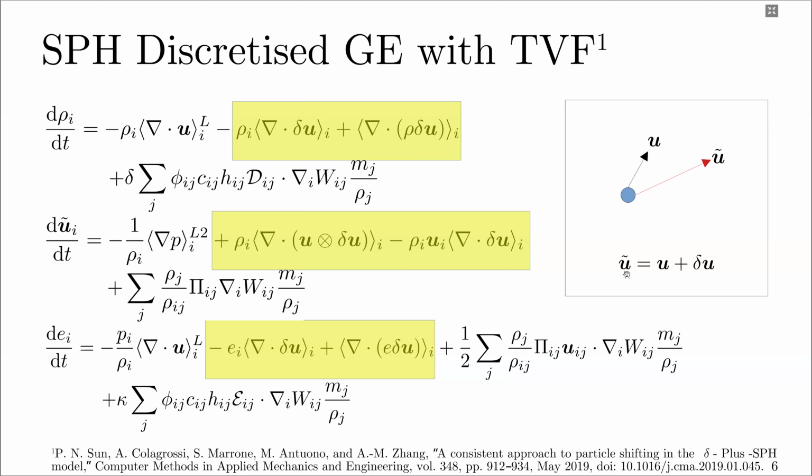Now, sometimes it's beneficial not to move our particles with the Lagrangian velocity, but with a slightly different velocity, u tilde. When we wish to do that, we add a couple of terms to our governing equations to make it all consistent. So this is the transport velocity formulation, where u tilde is the transport velocity and delta u is the correction velocity, which is the difference between the transport velocity and the Lagrangian velocity.